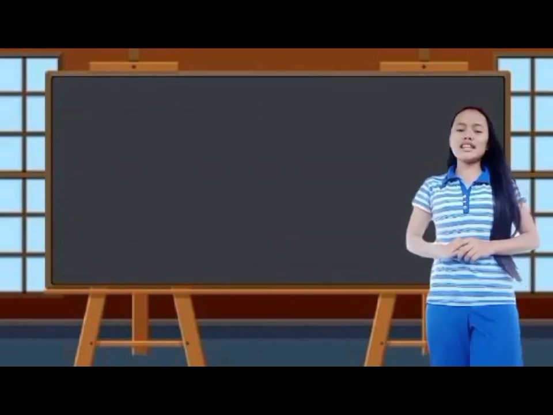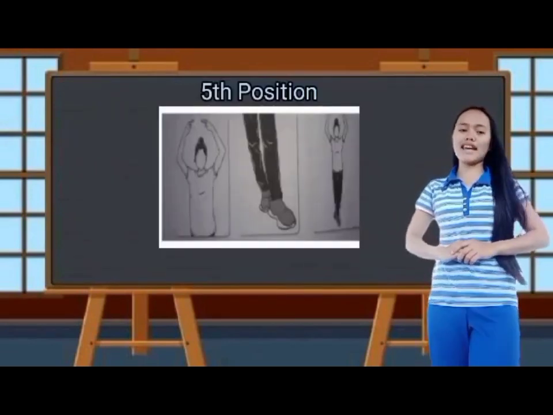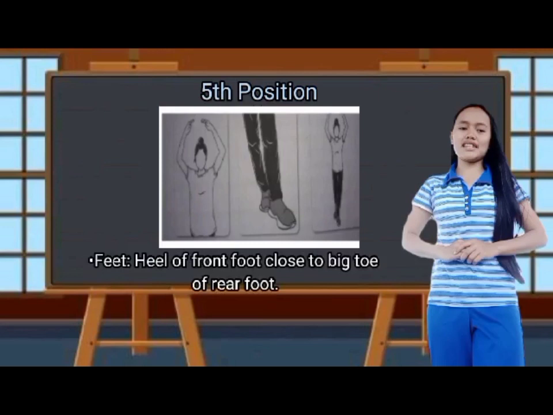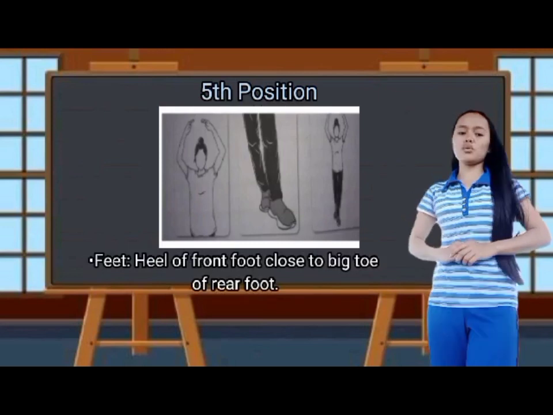The last one is fifth position in folk dancing. So in arms, both arms raised over the head. Feet, heel of the front foot close to the big toe of the rear foot.